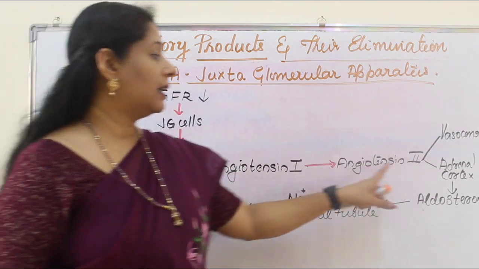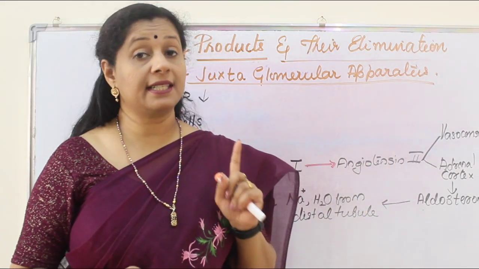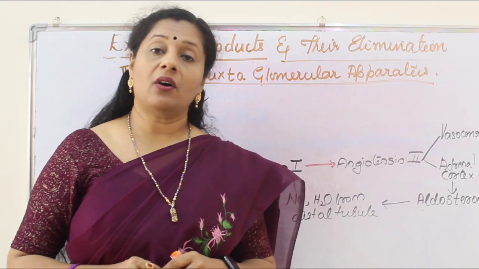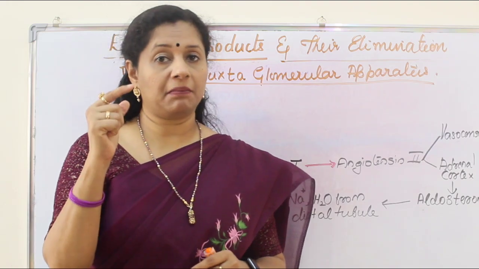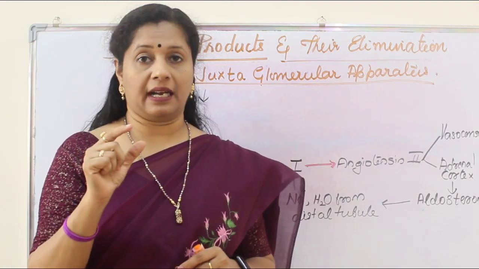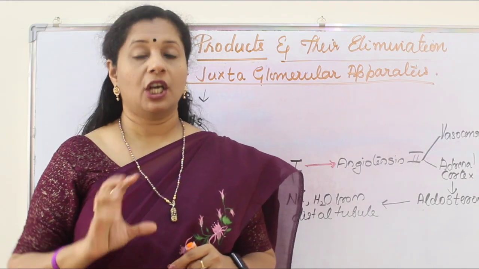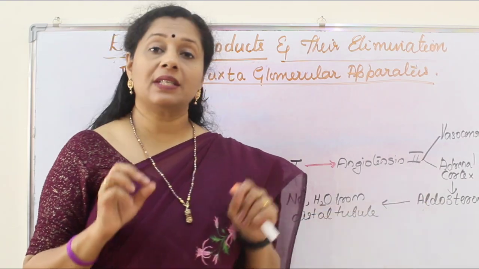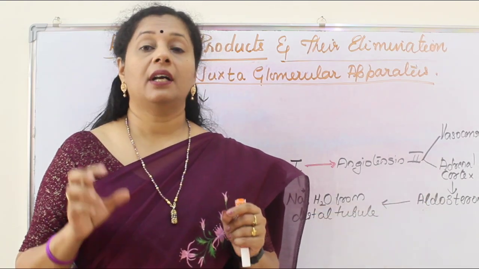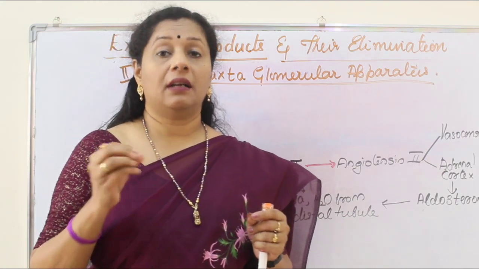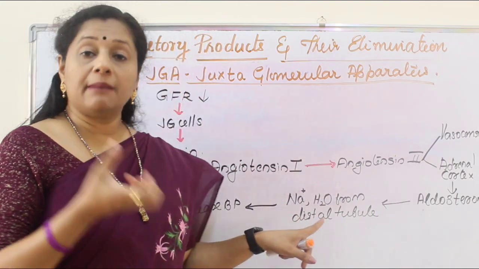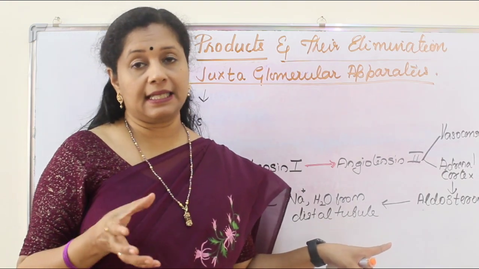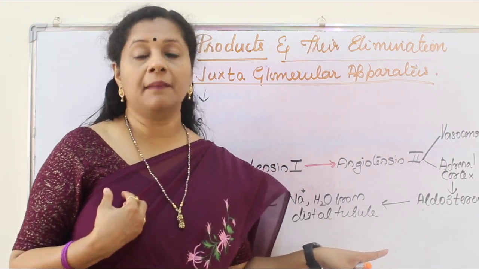Now the second way: angiotensin 2 can also stimulate the adrenal cortex. The adrenal cortex and adrenal medulla, the outer part and inner part of the adrenal gland, can secrete hormones. The adrenal cortex secretes a hormone called aldosterone. This aldosterone is a mineralocorticoid. It will reabsorb sodium and water from the distal part of the tubule, near the DCT.